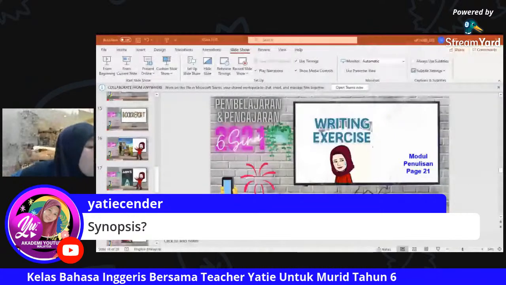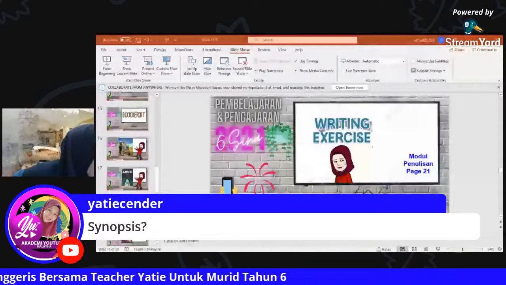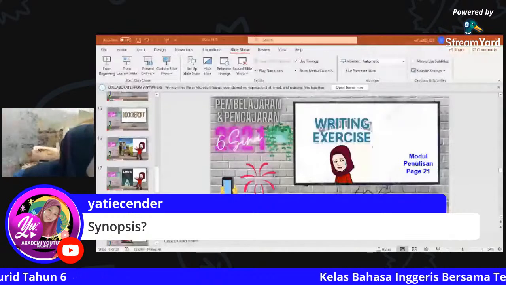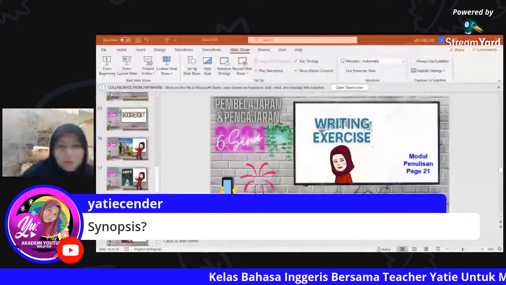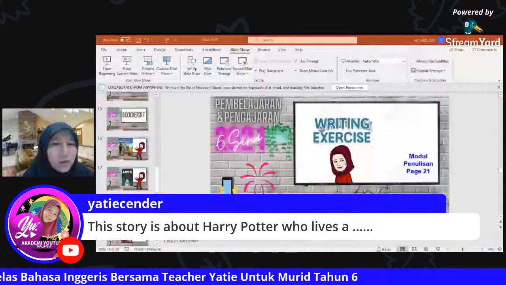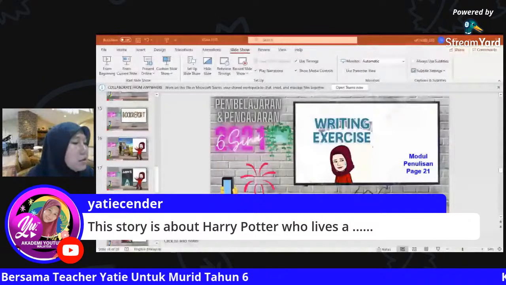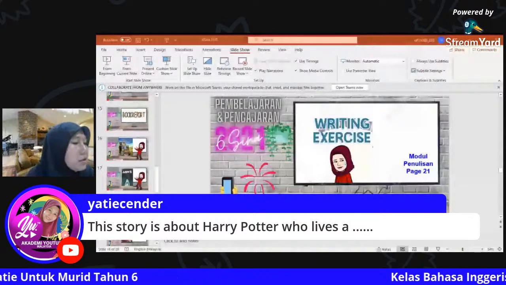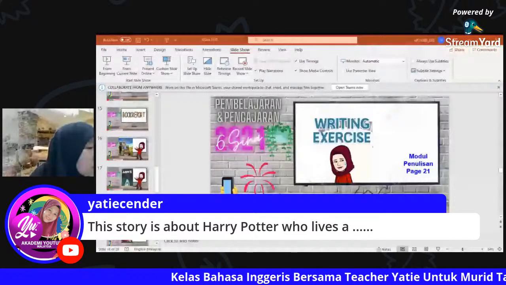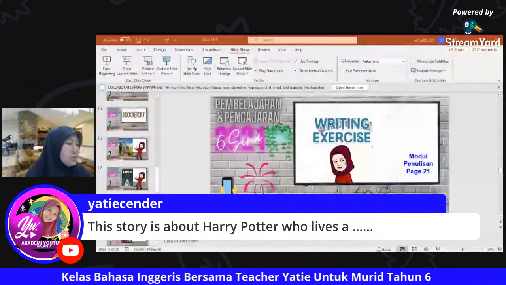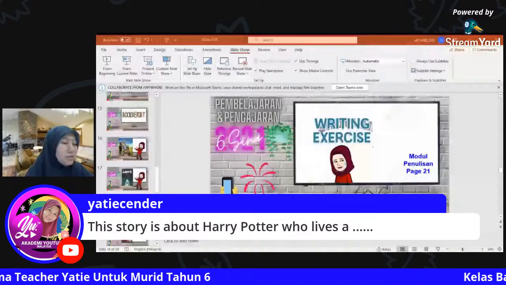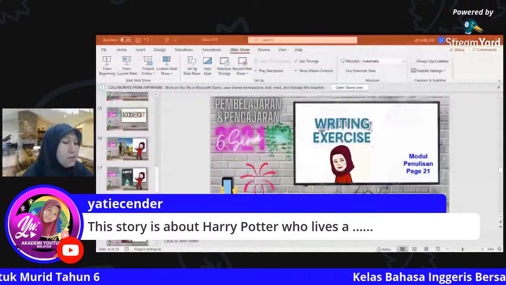So you have 1, 2, 3, 4 sentences as your synopsis. So this story is about Harry Potter who lives, first sentence, second sentence, third sentence, and the fourth sentence as your synopsis. Okay, enough. Simply copy them. Pick words or sentences to copy.